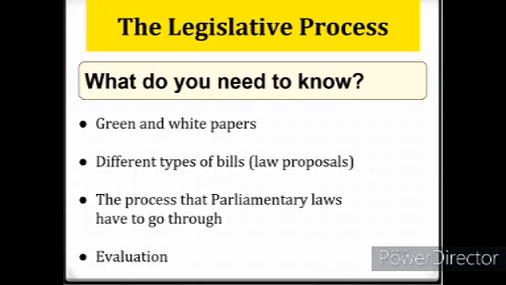This is the third lesson within the legislative process part of the course. So we're looking at the OCR A Level Law course. In the first lesson, we covered the pre-parliamentary stages of legislation, so the green and white papers and different types of bills. In the second lesson, we focused on how a bill becomes a law through going through Parliament, so the parliamentary legislative process. And in this lesson, we are focusing on evaluation. So we're going to explore how you evaluate the legislative process.